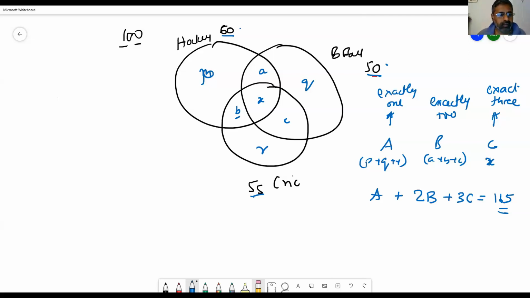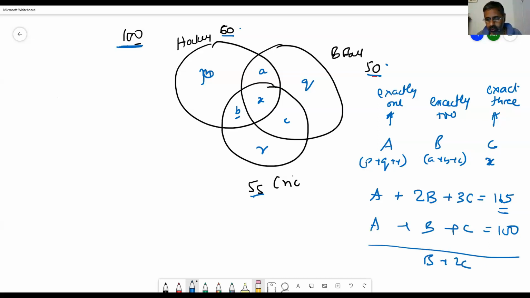Another condition we have said is that all these 100 would choose either hockey, basketball, or cricket. So from here, what we understand is A plus B plus C is equal to 100. Is this okay? So we have two equations now. And if we subtract, what happens? You get B plus 2C is equal to 65. That's your equation now. Is that clear?